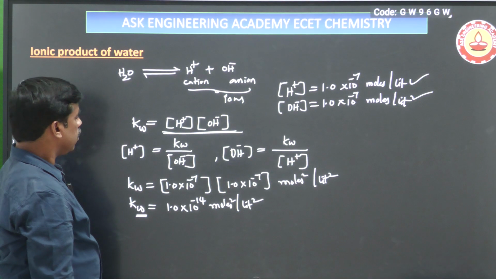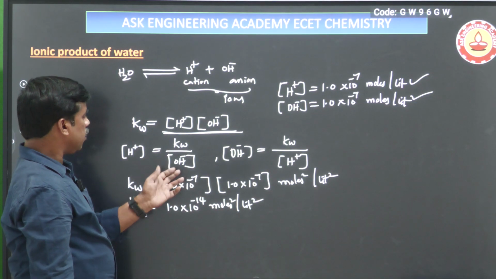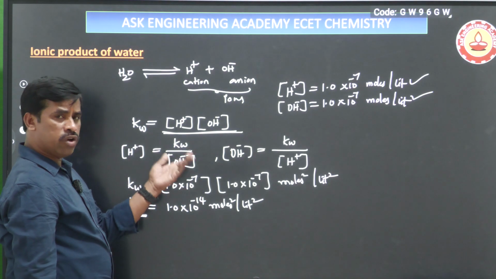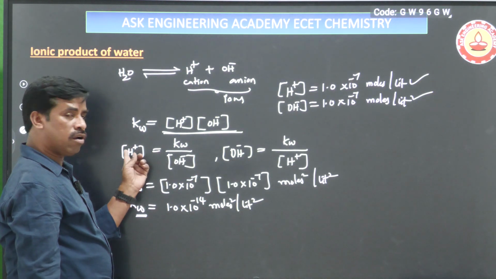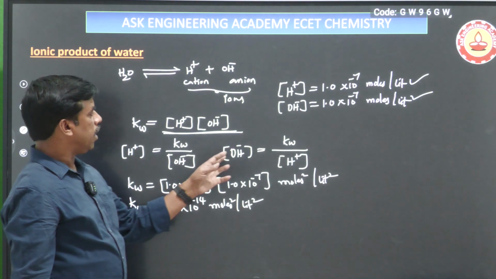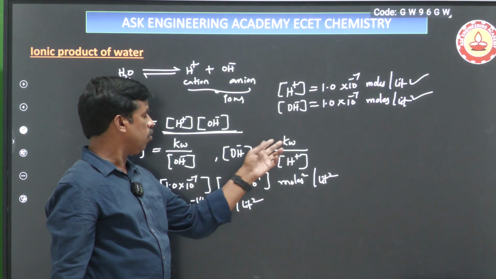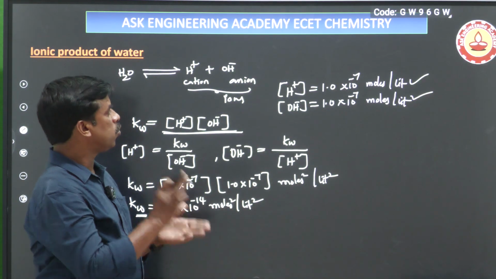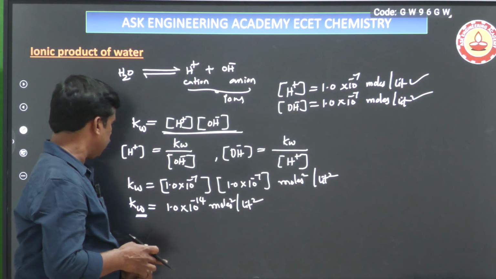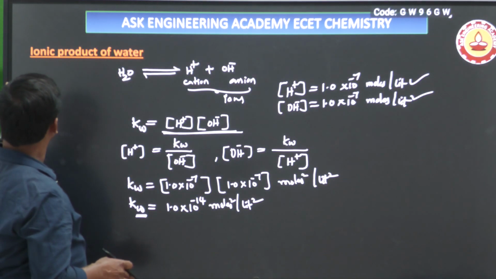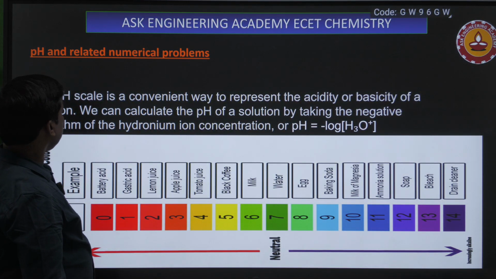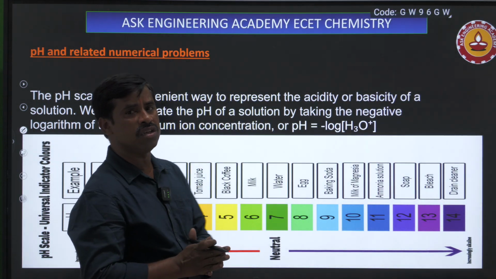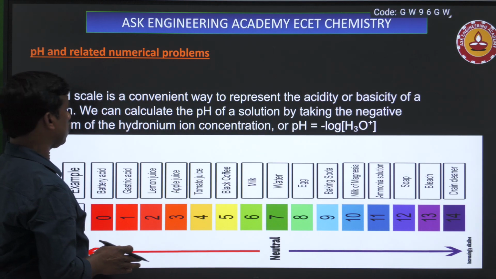From the examination point of view, a possible question: the Kw value is already given. Any OH minus concentration may be given and they ask for the H plus ion concentration. And whenever the H plus ion concentration is given, using Kw you calculate the OH minus ion concentration, etc. These concepts come in the examination. After this, next I am going to discuss pH, the definition of pH, and pH related numericals.